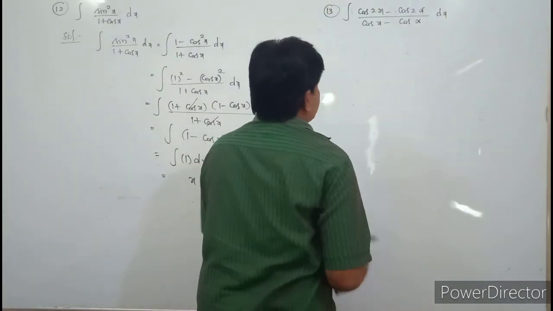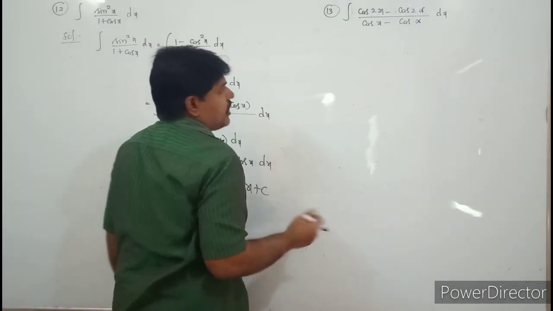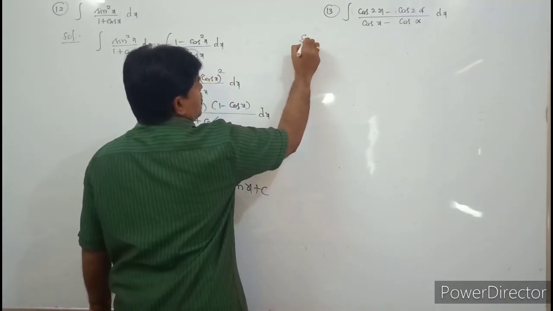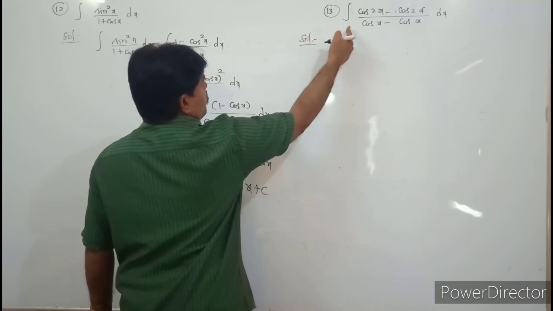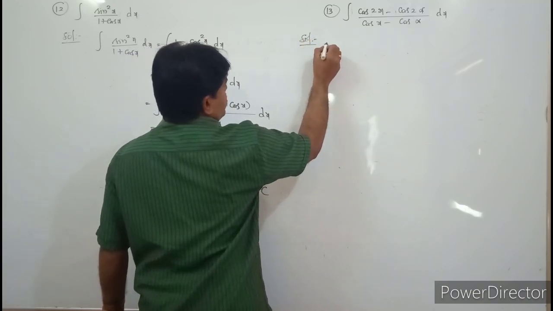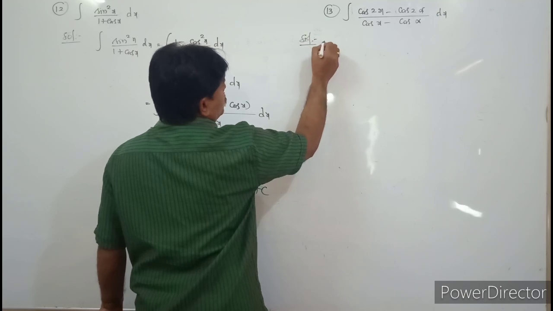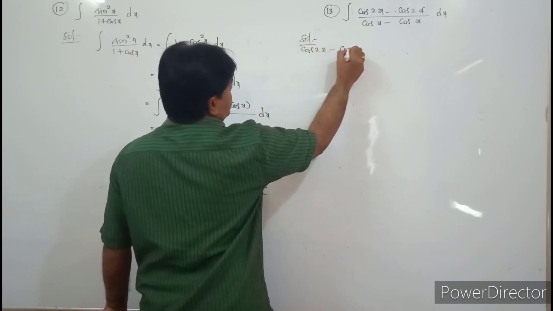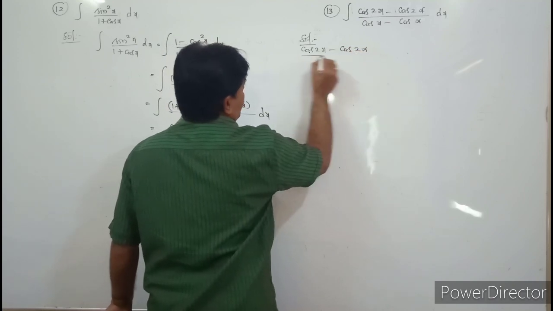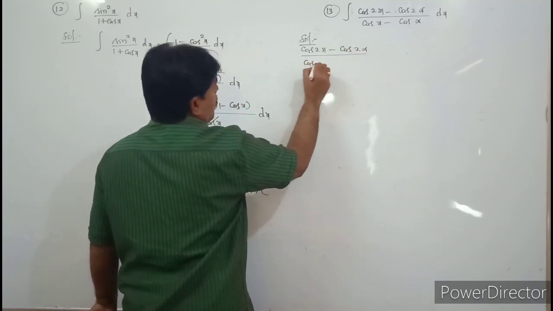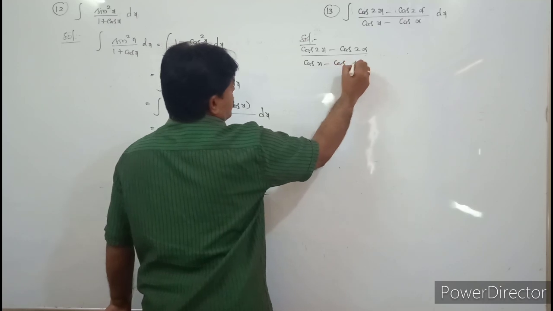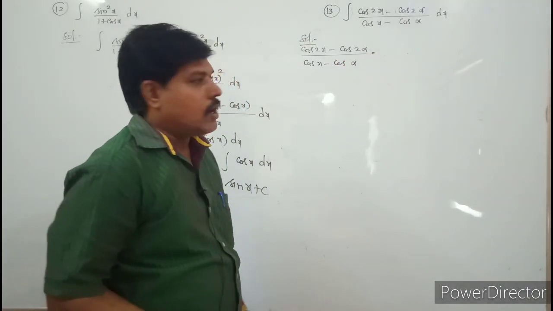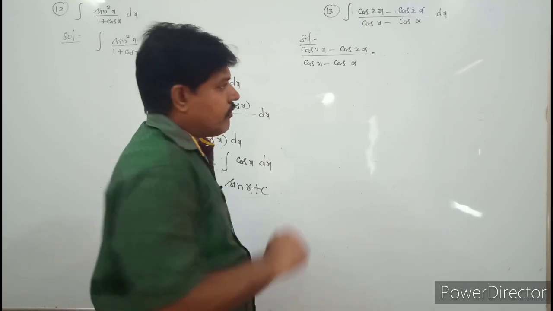So first we will simplify this term, then we will take the problem. First we will take the solution here. So first we will take the numerator. What is that one? That is nothing but cos 2x minus cos 2 alpha by cos x minus cos alpha.